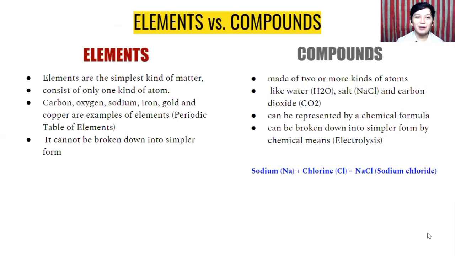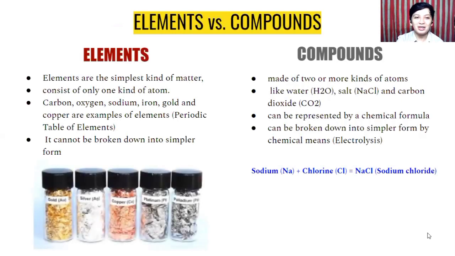So, basically, elements are the simplest kind of matter, consisting of only one kind of atom. Carbon, oxygen, sodium, iron, gold, copper are examples of elements in the periodic table. Okay, if you are familiar with the periodic table of elements, those are the elements that can be found here on Earth.